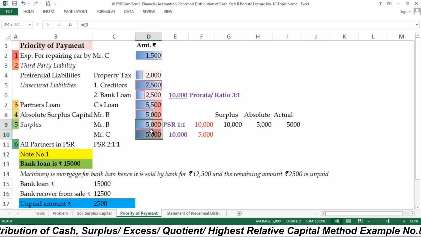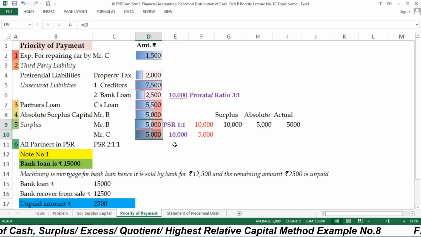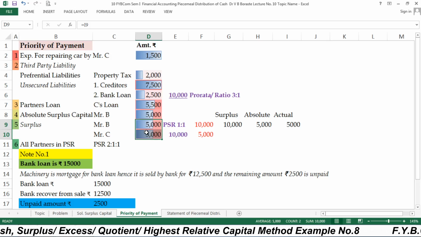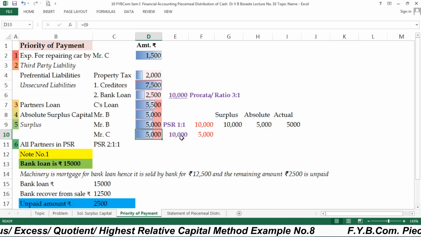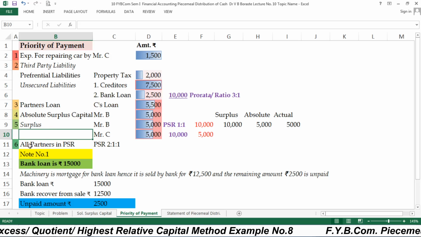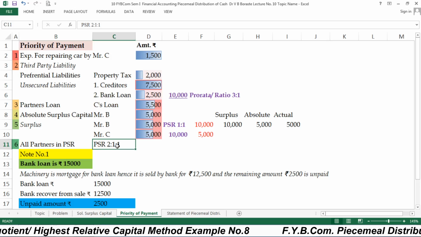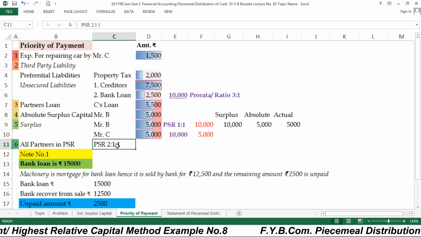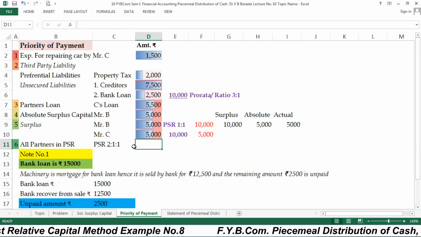So again, if we don't have 10,000 at this stage, at that time we have to use the ratio, that is 1:1. After the payment of surplus, we have to pay all the amount to all the partners in profit sharing ratio. But it is only in case we have money in our hand, otherwise it is not possible.